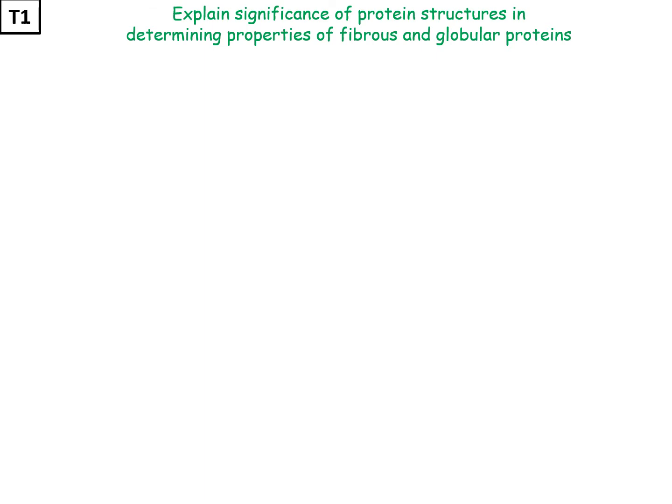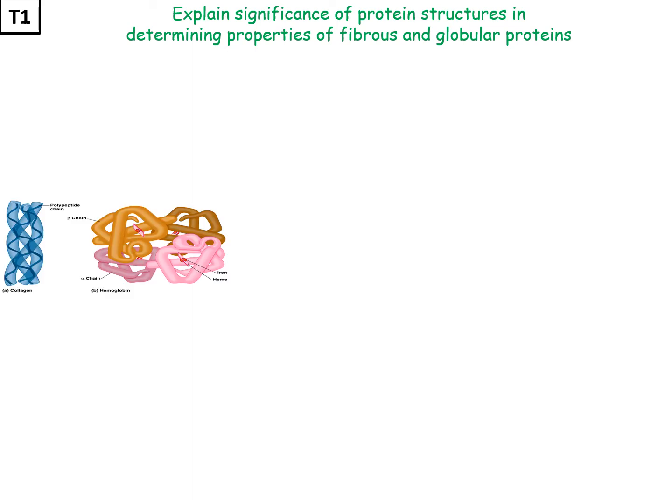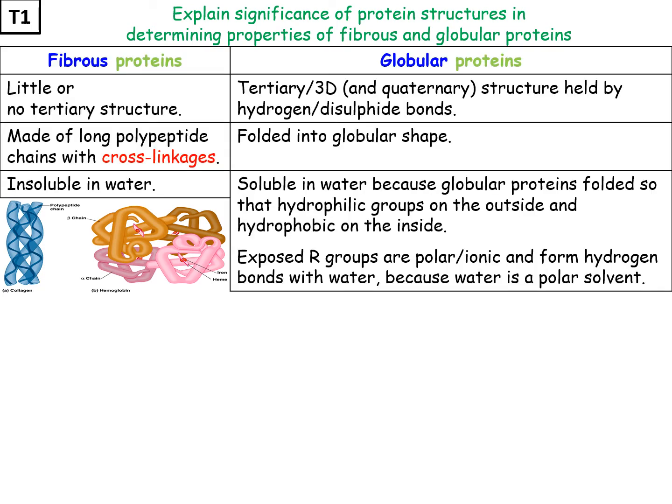Explain the significance of protein structures in determining properties of fibrous and globular proteins. So here we can see two different types of protein structures, one fibrous and one globular. The collagen is fibrous and the hemoglobin is a globular protein. When we look at the difference between both of them, you can see that the fibrous protein has little or no tertiary structure, whereas a globular protein does have a tertiary or 3D structure and can have quaternary structures that are held by hydrogen and disulfide bonds.